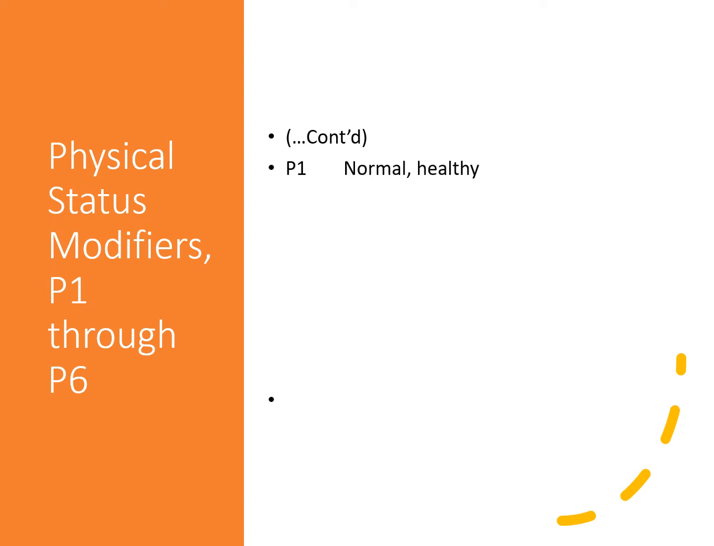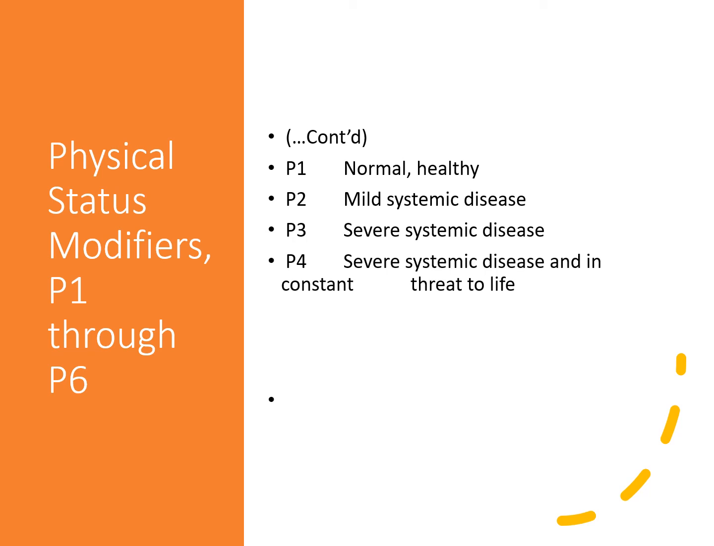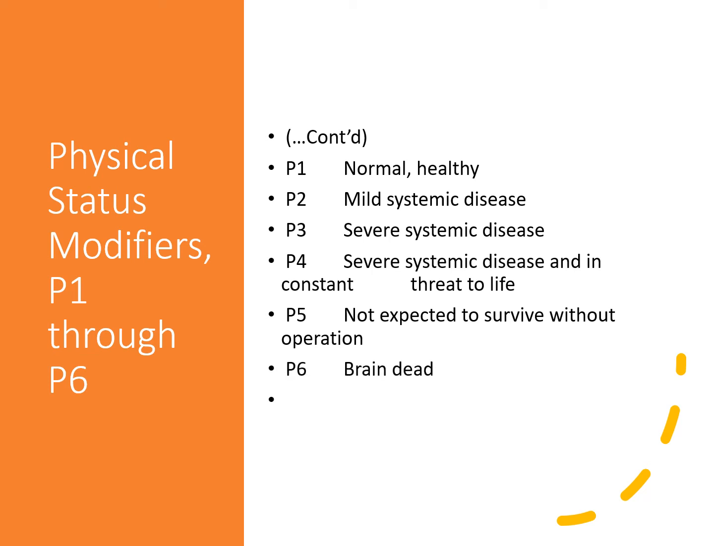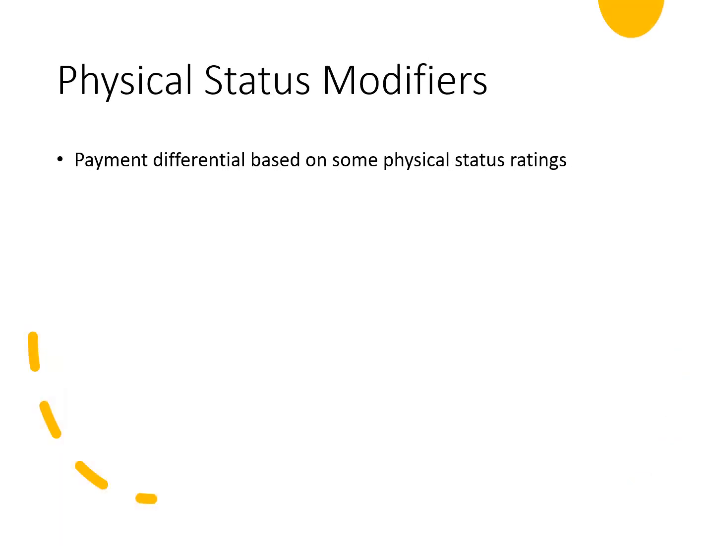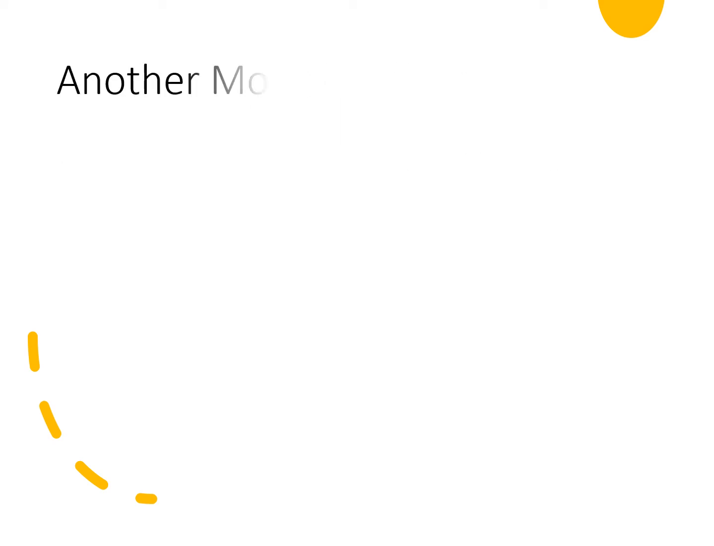Physical status modifiers: P1 is a normal healthy patient, all the way to P4, which is a severe systemic disease and in constant threat to life, and P5 is not expected to survive without an operation. So you can see the severity from P1 to P5 of the patient's status. And these are called physical status modifiers. P6, dead. Physical status modifiers are the payment differential based on some physical ratings.